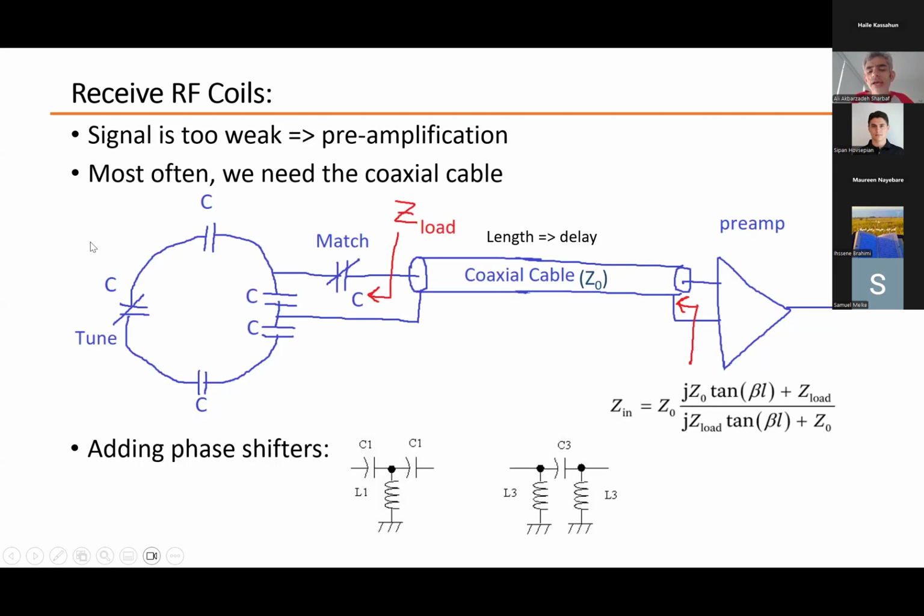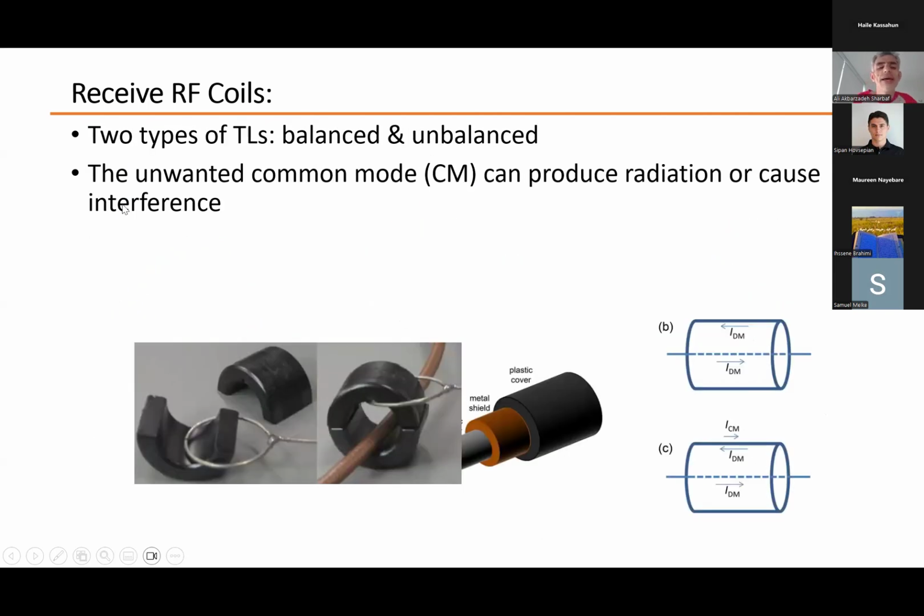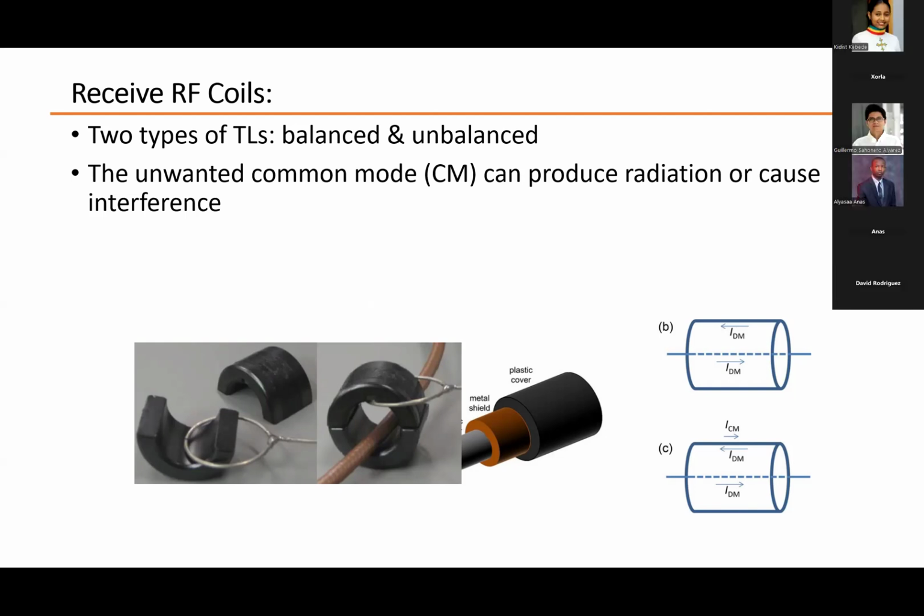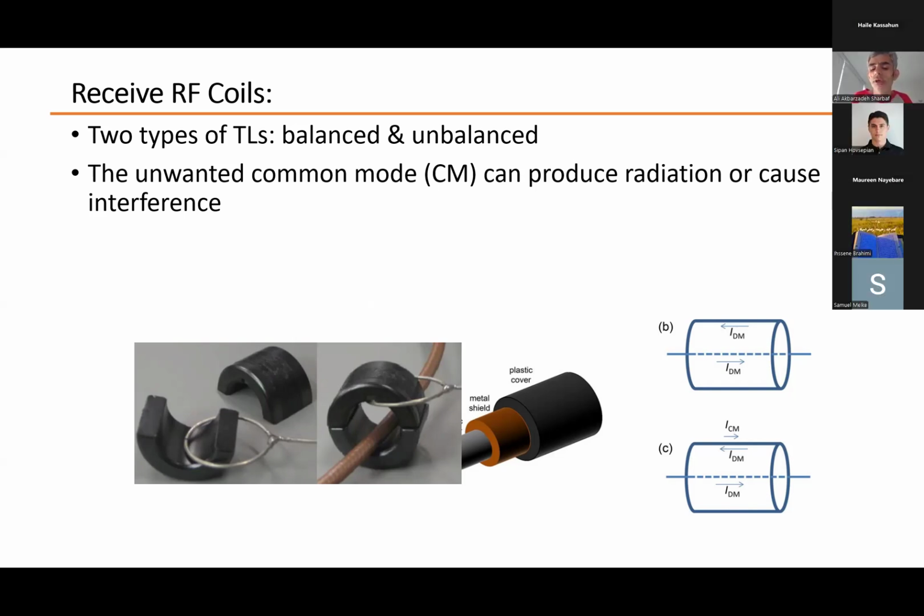Another issue that we have with coaxial cables is that we actually have two types of transmission lines. We have balanced and unbalanced transmission lines. In the balanced case, just like a pair of twisted wires, we have similar wires, so they have similar impedance. There is no problem. When you apply a voltage, the same current goes through the wires, but in different directions, just like here.